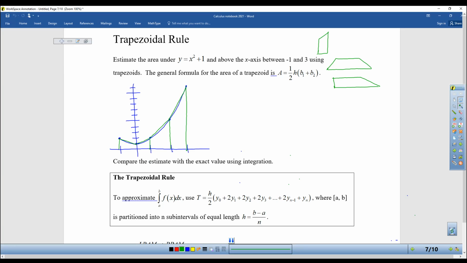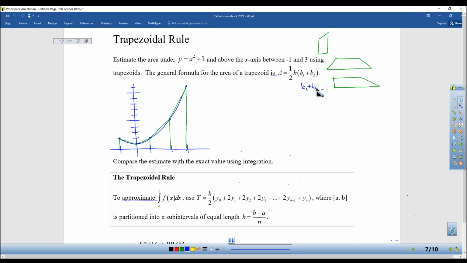So why didn't we do trapezoids before? Because they have a really annoying formula. Unlike a rectangle, that's just length times width. In this case, I need to average the bases and then multiply by the height. So if you didn't already know the formula for a trapezoid and you're going to have to memorize it, I would actually memorize it differently.